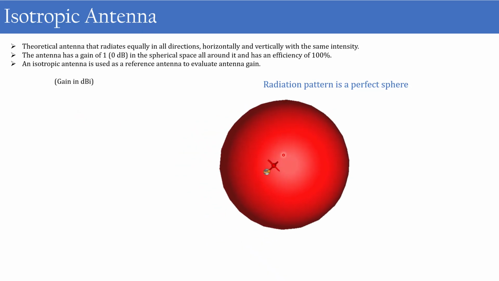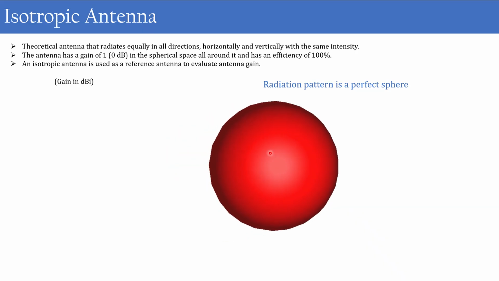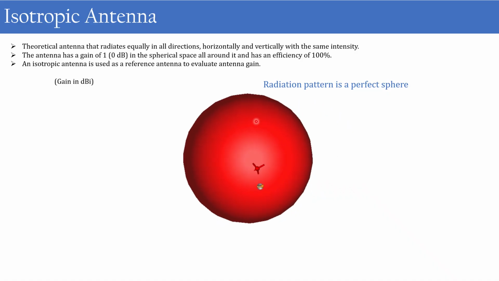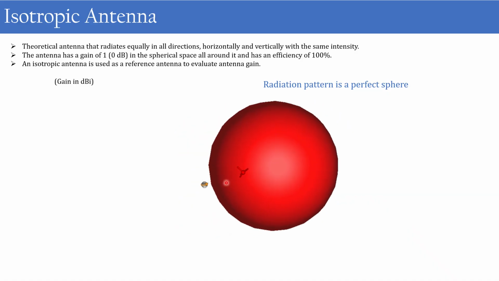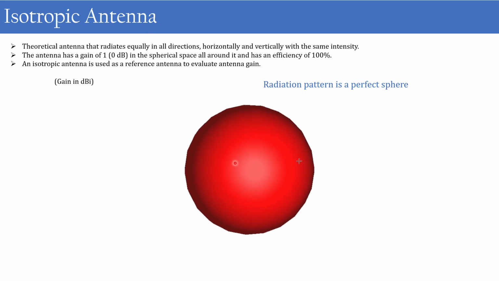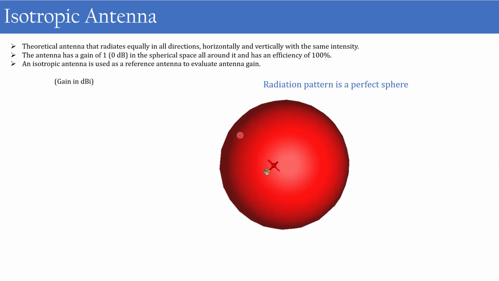If you see the radiation pattern, you can see it's like a sphere. So you can see that it is radiating equally in every horizontal and vertical direction. If you consider this antenna, it has a gain of 1, that is 0 dB in all the directions. So this type of isotropic antenna does not exist. This is just a hypothetical concept.